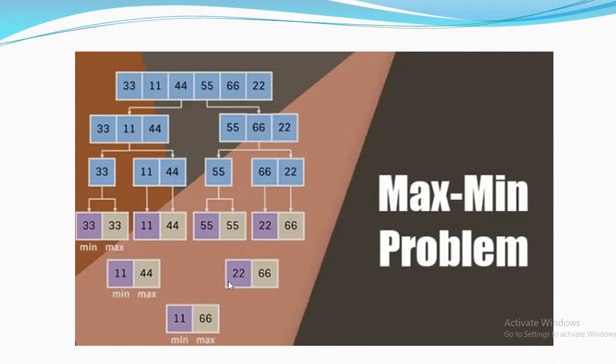We compare and then combine the solutions. Finally, divide and conquer means first we divide the elements, then finally we combine the solutions. So we divide the list, handling the two lists separately, then finally we combine the solutions. After combining, the minimum number is 11 and the maximum number is 66.